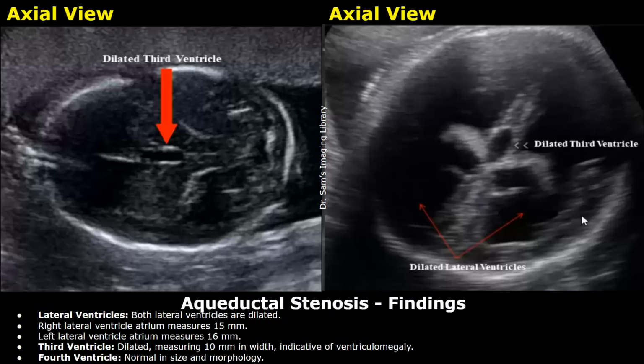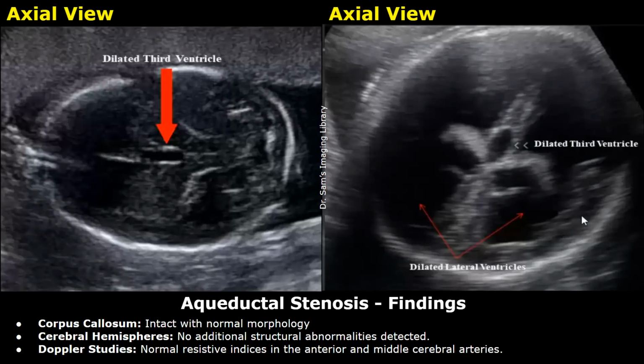Both the lateral ventricles are dilated. The right lateral ventricle atrium measures 15 millimeters and the left lateral ventricle atrium measures 16 millimeters. The third ventricle is dilated, measuring 10 millimeters in width, indicative of ventriculomegaly. The fourth ventricle is normal in size and morphology. The corpus callosum is normal. The cerebral hemispheres and the Doppler studies are normal.